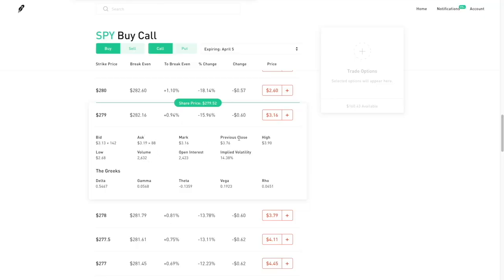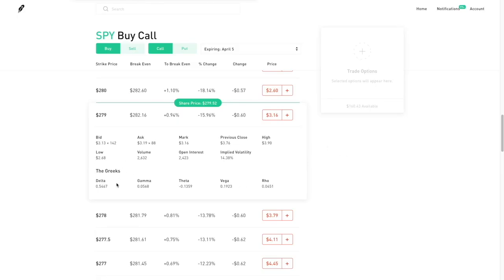The previous close, this is what the option closed at previously. This is the highest point it's achieved. The lowest point it's achieved. Volume and open interest, which we'll talk about momentarily. Implied volatility, we've already spoken about the importance of implied volatility. Again, like I said, we're just briefly going over everything, but we'll explain all this in heavy detail later on.